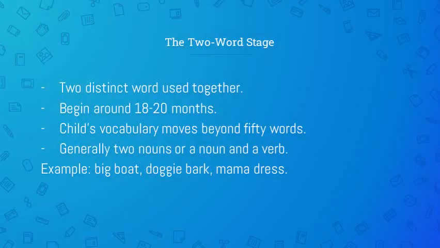The two-word stage. It's two distinct words used together. The two-word stage can begin around 18 to 20 months as the child's vocabulary moves beyond 50 words. Generally, two nouns or a noun and a verb. Examples: big boat, doggy bark, mama dress.